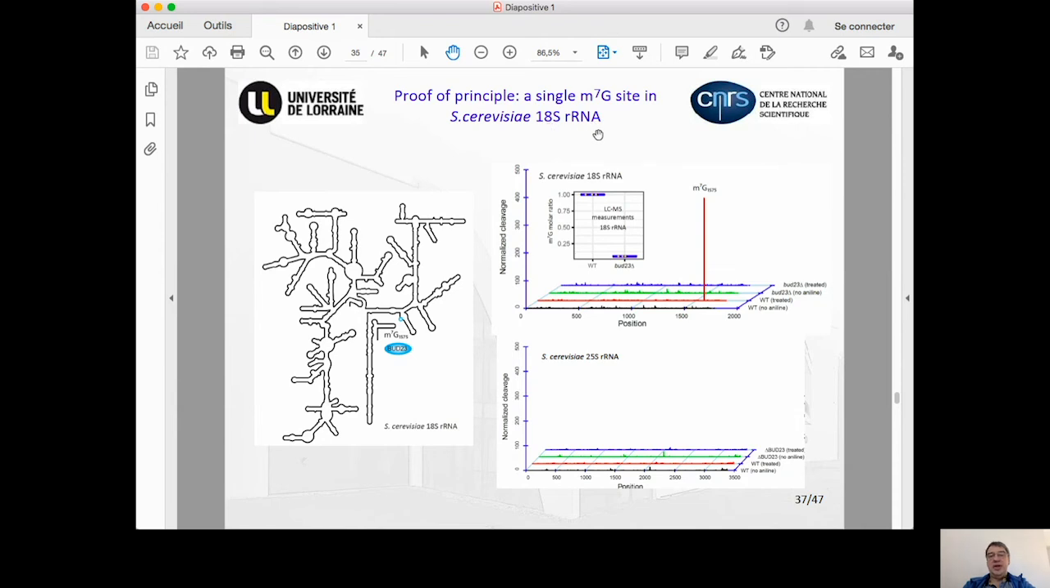18S ribosomal RNA contains a single site of m7G made by the BUD23 protein. As you can see here, we have a single and very strong peak for m7G in the wild-type strain, and this depends on the aniline treatment. Of course, in the BUD23 knockout, it disappears. The high specificity of the approach is also attested by the fact that in other ribosomal RNAs, we have only background cleavages observed in any tested conditions.